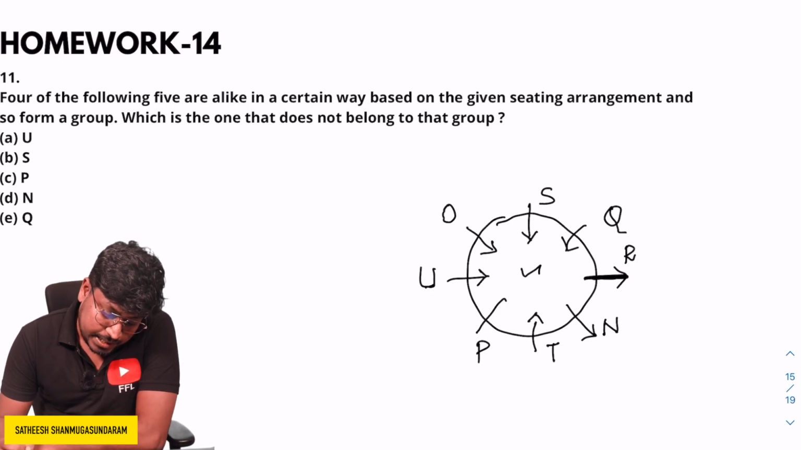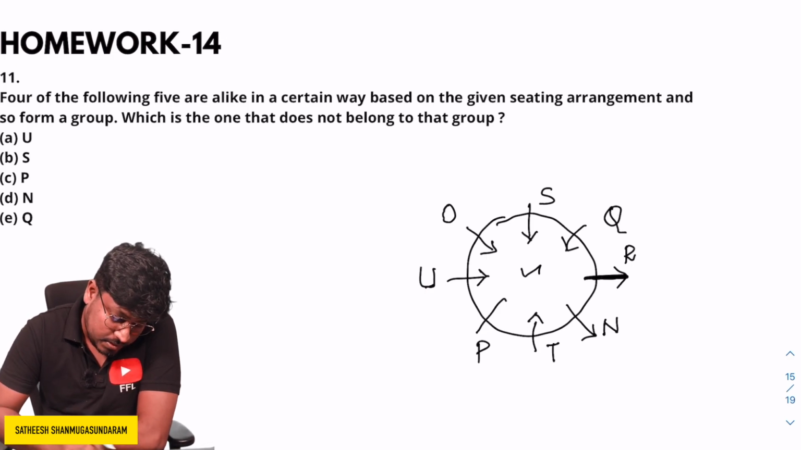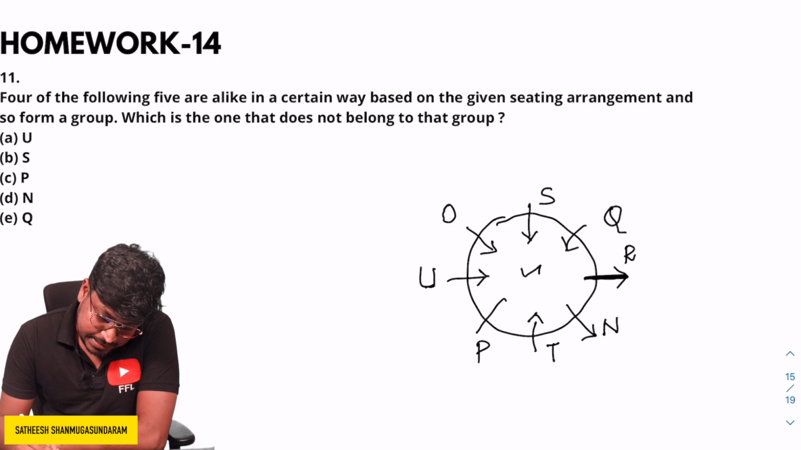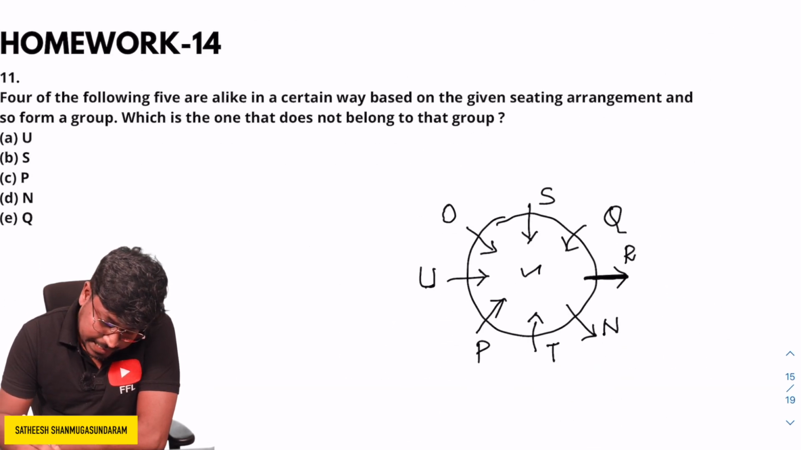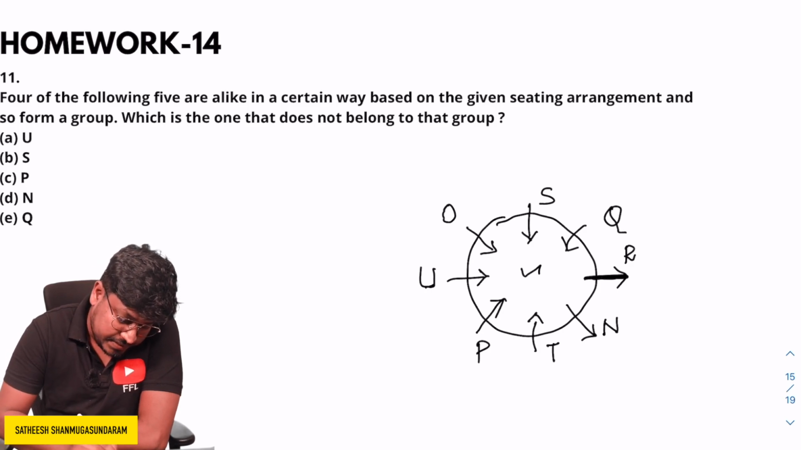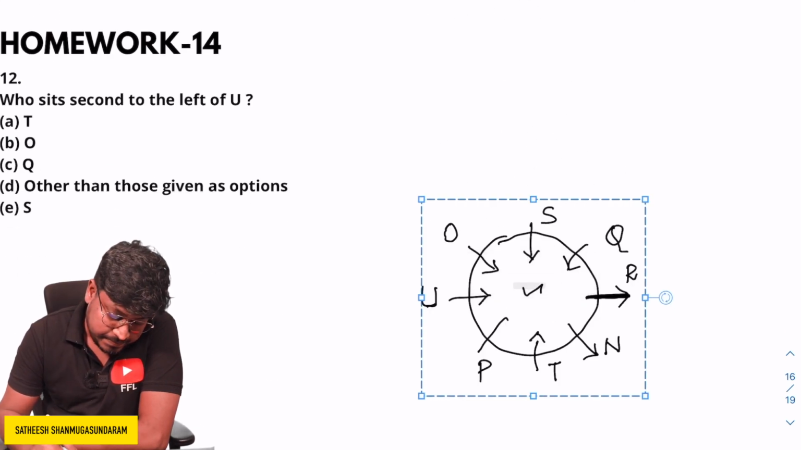Four of the following are alike in a certain way; which does not belong to the group? U facing center, S facing center, P facing center. Sorry, P is not facing center. P's left, immediately U is sitting, so we can say that P will be facing center. So N will be facing outside. That will be the answer for the question.